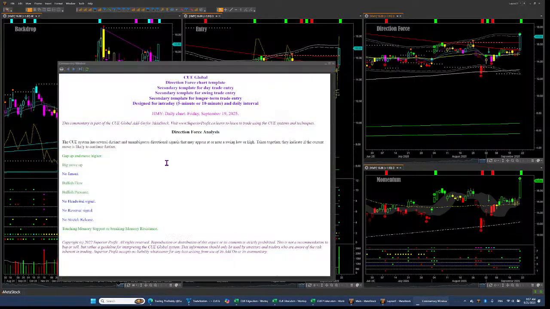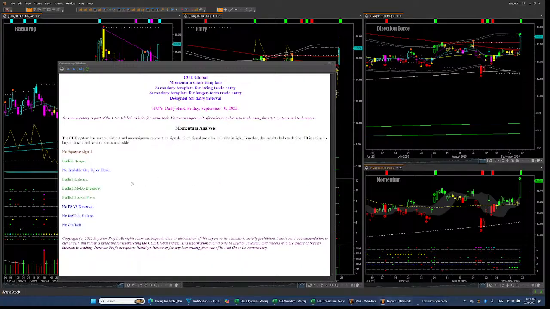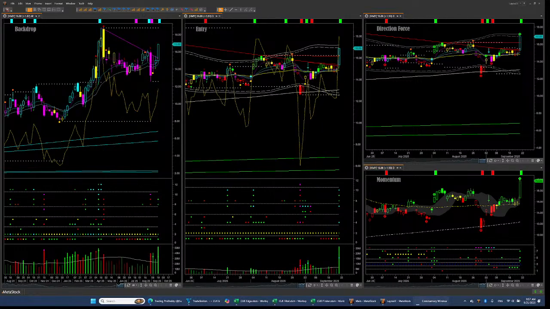What are those signals? In terms of directional forces, they are gap up and move higher, big move, bullish flow, bullish pressure, trend line breakout. So 5 directional forces, and if I click on the momentum chart, it has 4 bullish momentum, which are they? Bongo, Kahuna, Mobo breakout, pocket pivot. So this was one stock of interest. Let's move the commentary away.